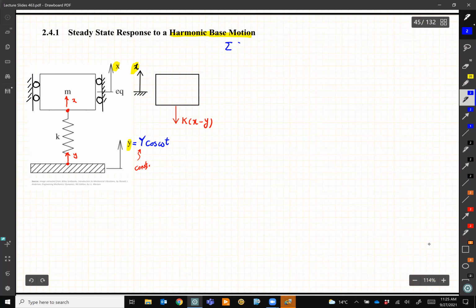So sum of the forces must be equal to m x double dot. So what do I have? Minus k(x minus y) is equal to m x double dot. And I simplify this one. So I would get m x double dot plus k x is equal to k y, and I replace y by Y cosine omega t.